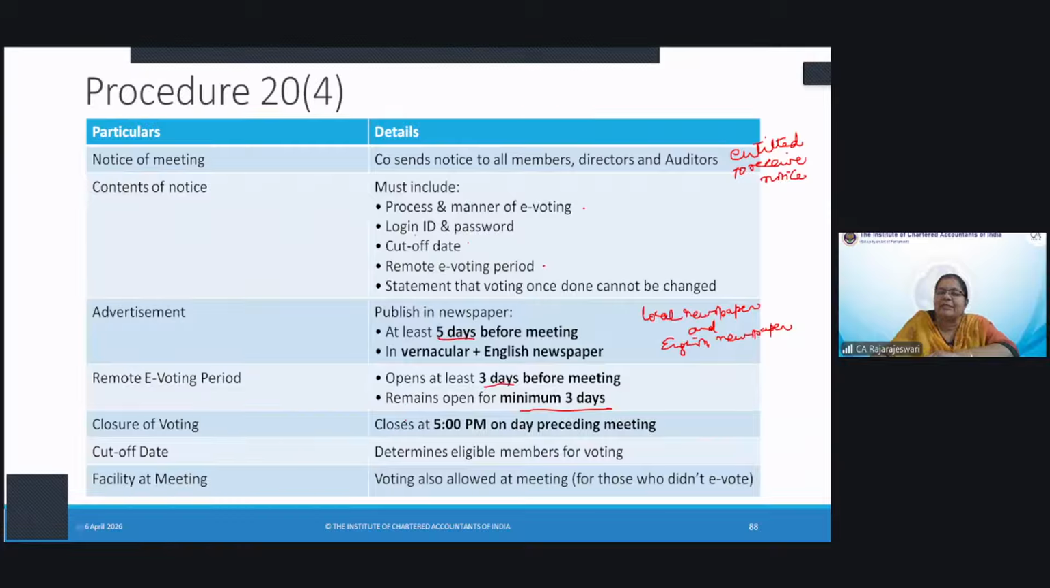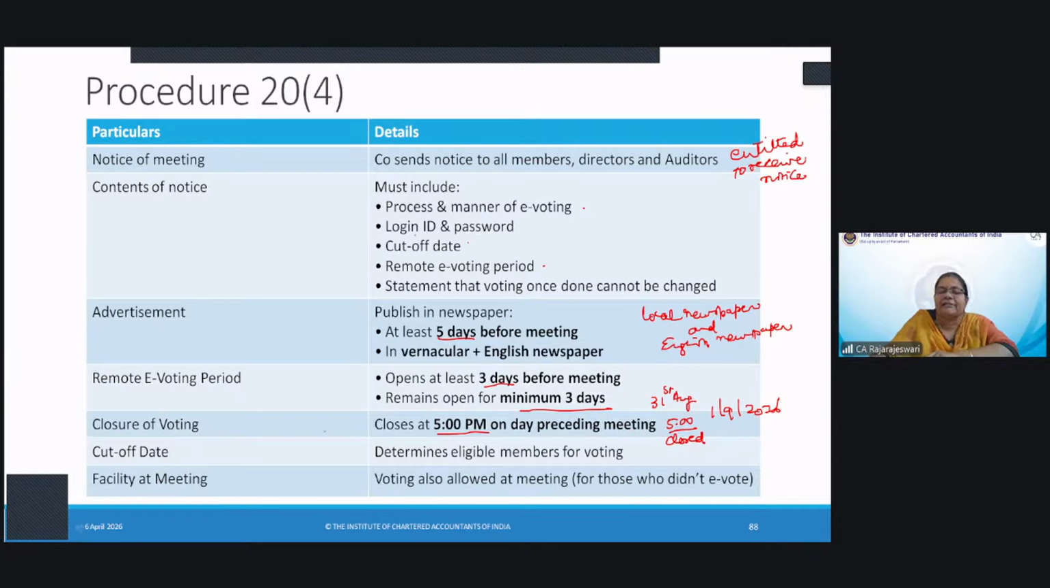When you are doing e-voting, it closes. If today is the meeting, the previous day at 5 p.m. it will be closed. It closes at 5 p.m. on the day preceding the meeting. So the physical meeting will be held and people can cast their vote physically. So that is the logic. So if I have an AGM on 1/9/2026, then on 31st August at 5 p.m., this e-voting will be closed. On the day preceding the meeting, it will be closed.